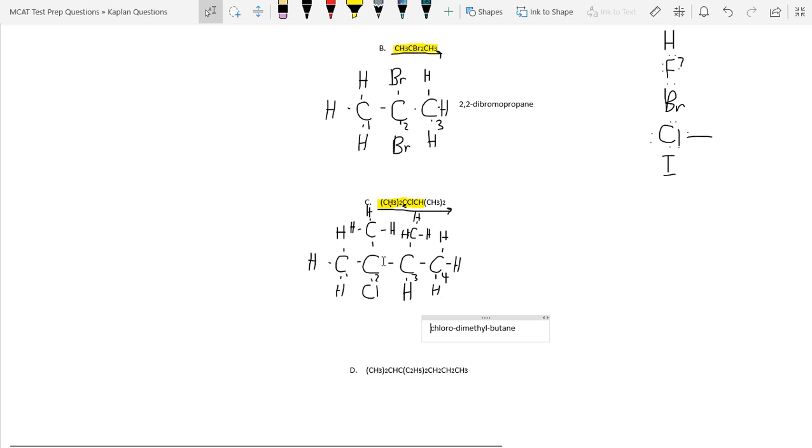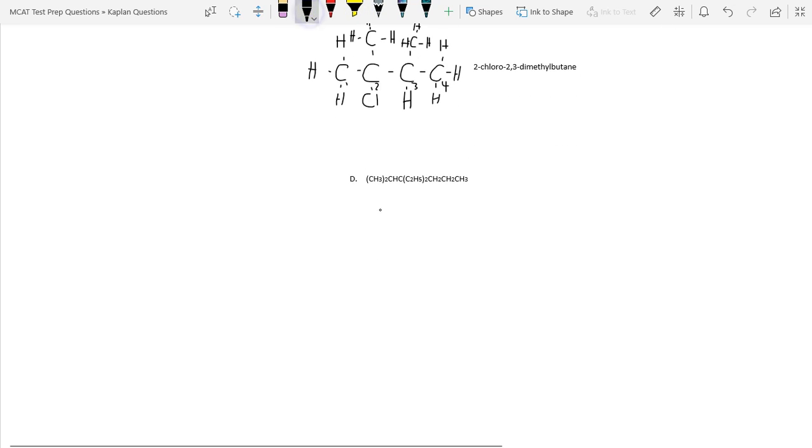Now I just need to show where they are on the carbon chain. So my chloro is on the second, so 2 chloro. And then I have a methyl on the second carbon and a methyl on the third carbon, so 2, 3 dimethyl butane. So 2 chloro, 2, 3 dimethyl butane is the IUPAC name. And that finishes C. So the last one, it's very long, but I'm still going to use the same strategy.